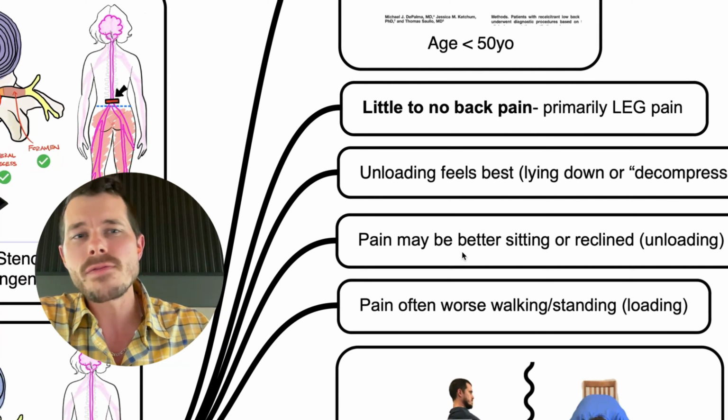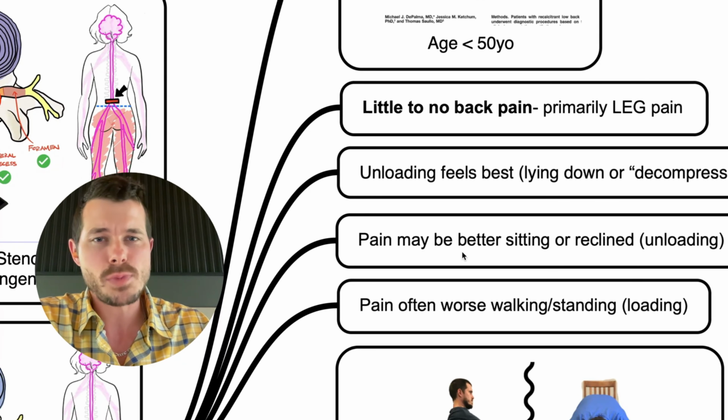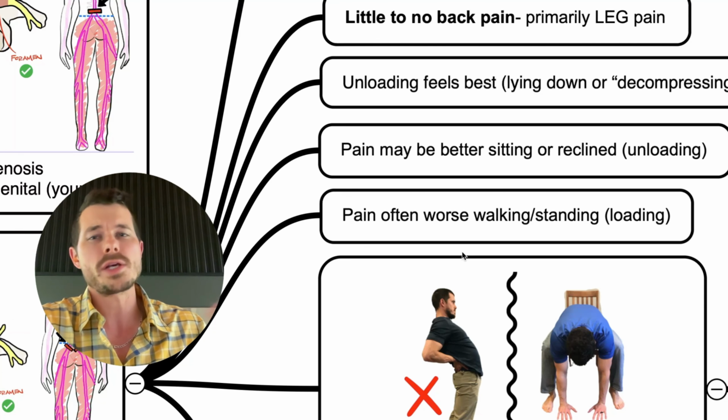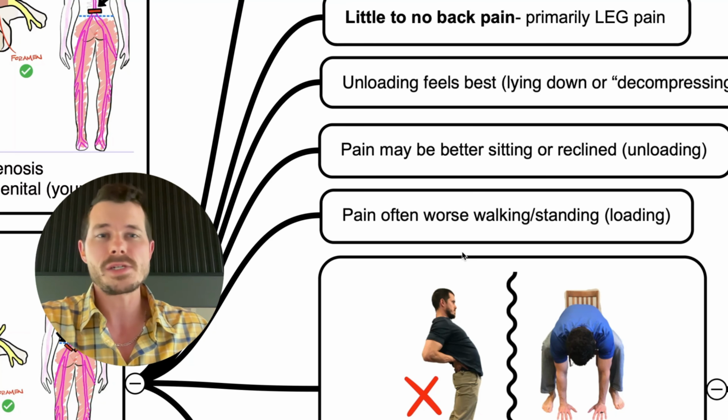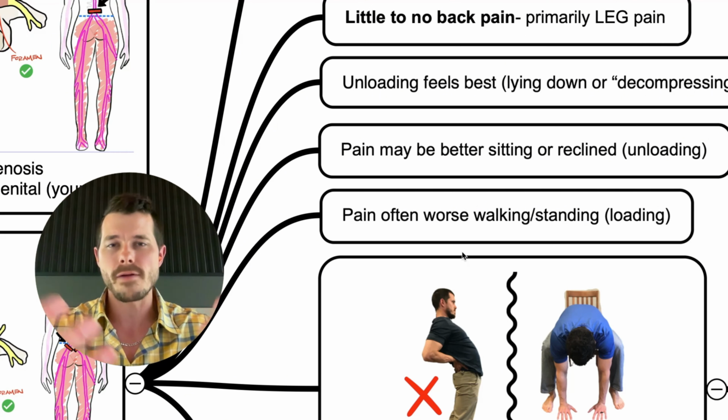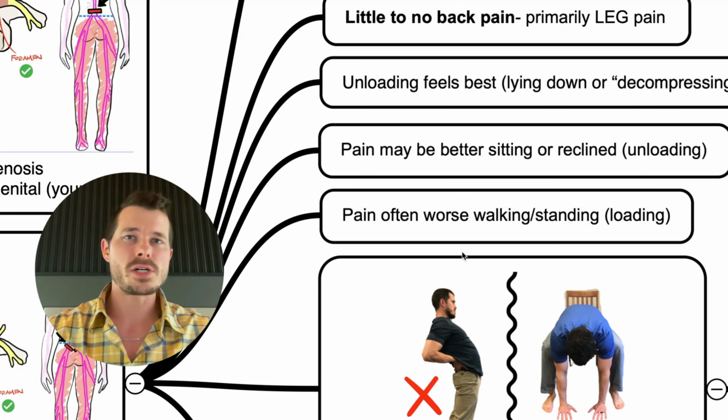Unloading or lying down feels best because you're decompressing the spine. It may actually feel better to sit or recline because, again, you're unloading the nerves. It often feels worse to be standing or walking. It sounds like traditional spinal stenosis, maybe due to degeneration, but this can actually be caused by a disc problem.